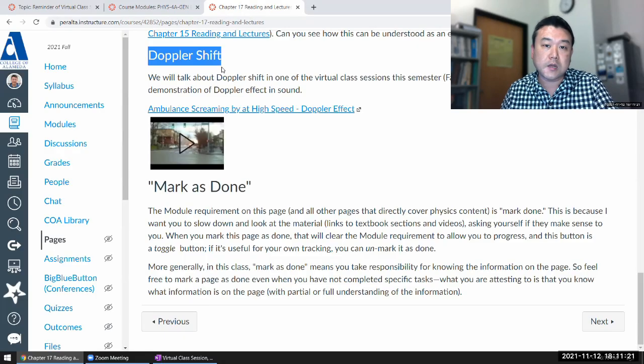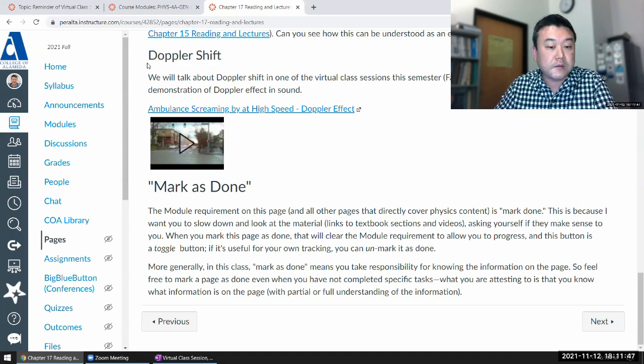And Doppler shift comes up also in other contexts of other traveling waves. Visible light is a traveling wave, an electromagnetic wave, and we talk about Doppler shift of light as well. In that context, we talk about red shift and blue shift. That's the astronomy context. In very big picture terms, Doppler shift is a shift in frequency or wavelength of a traveling wave that depends on the motion of the source or observer.